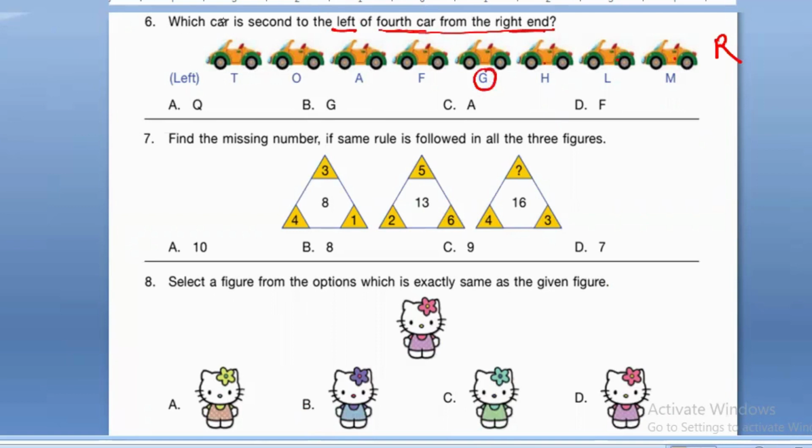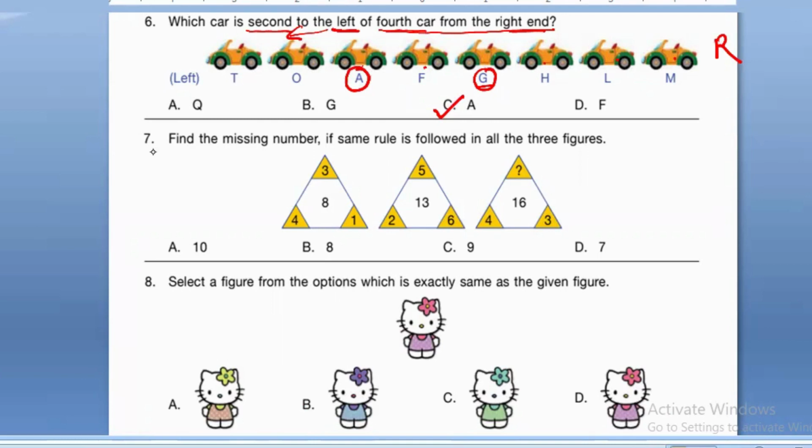Now the question is asking which car is second to the left of the fourth car. So now we have to count the second car from the left of this car G. Left of car G is this side only. So now we have to count the second car, which is 1, 2, A. So we can say car A is second to the left of car G. So our correct answer should be A only.